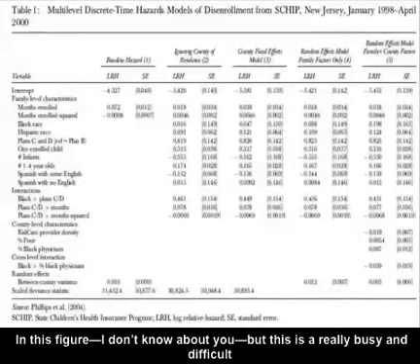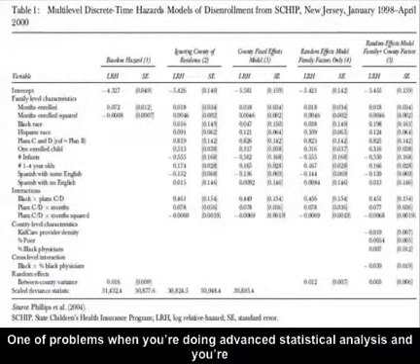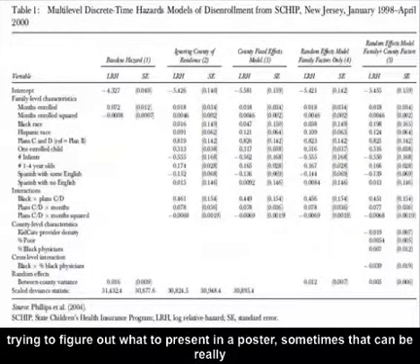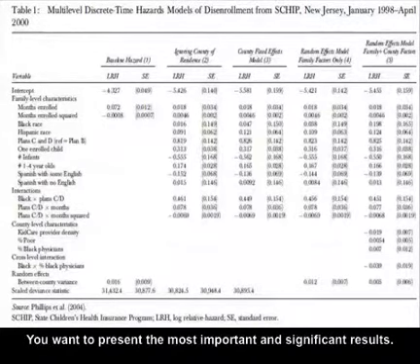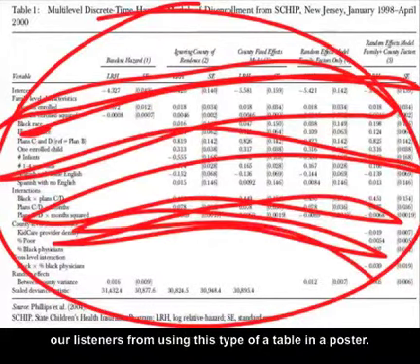In this figure, I don't know about you, but this is a really busy and difficult to follow slide. One of the problems when you're doing advanced statistical analysis and you're trying to figure out what to present in a poster, sometimes that can be really challenging. And you want to present the most important and significant results if you do have a multivariate analysis or multiple data. I would discourage our listeners from using this type of a table in a poster.